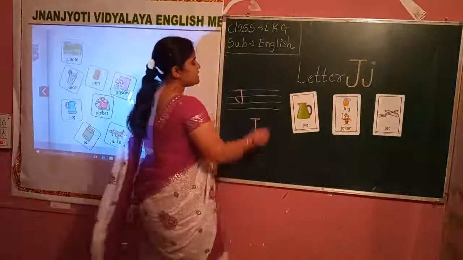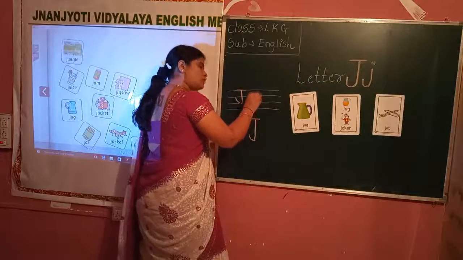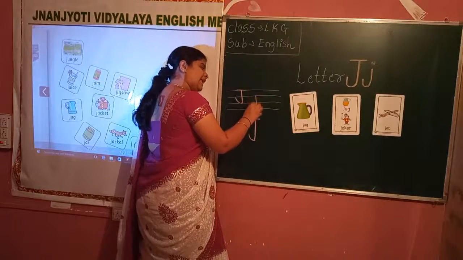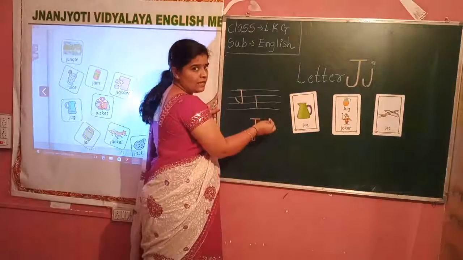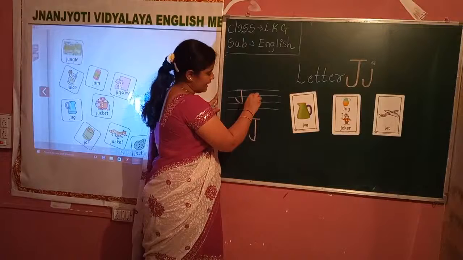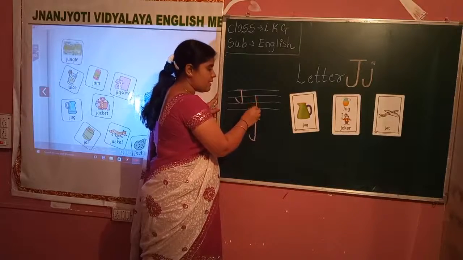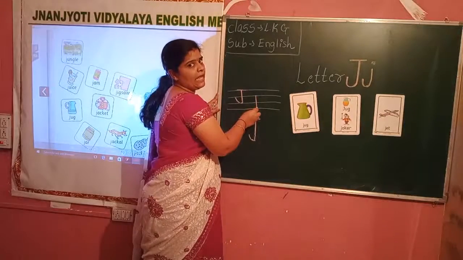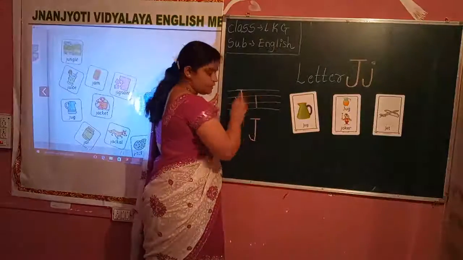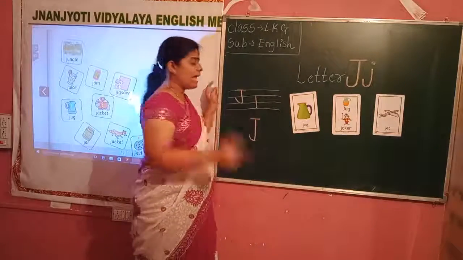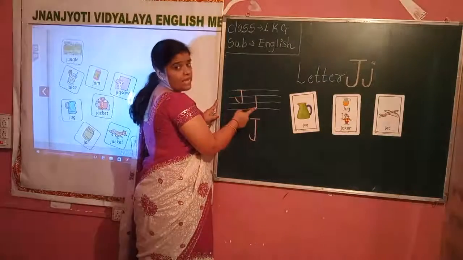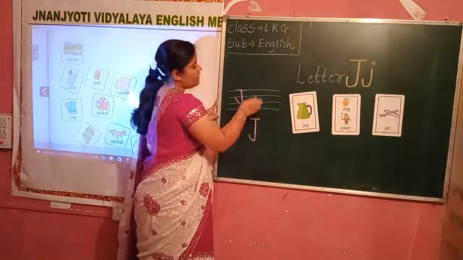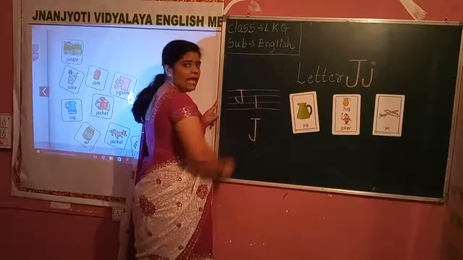Yes, that is also the same. You have to write a standing line. See, children, we have four lines, na? We start with the second line and end with the last line, the fourth line. Okay, the small letter j, we have to write. Start with the second line and end with the last line. We have to write a standing line.